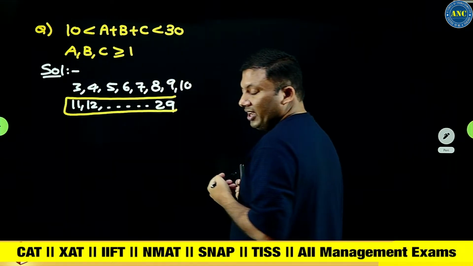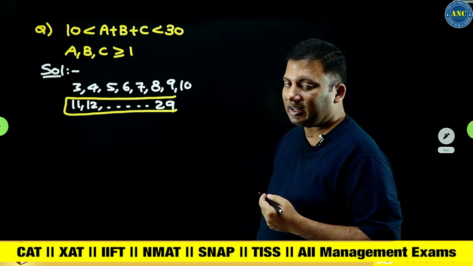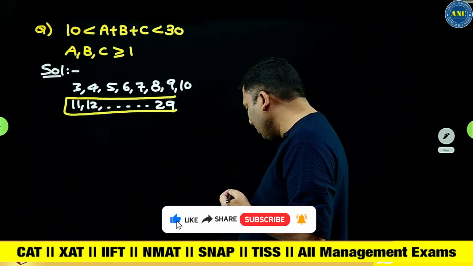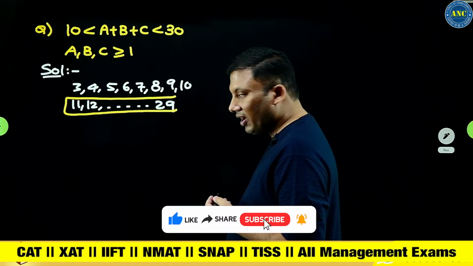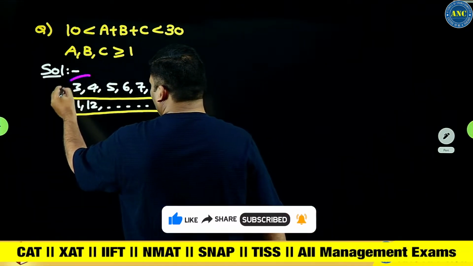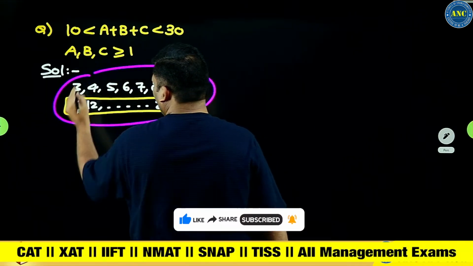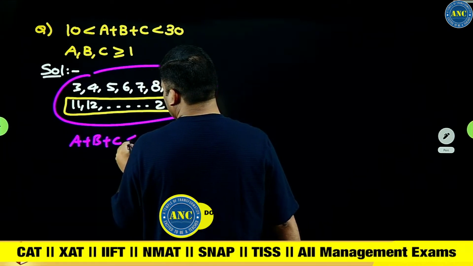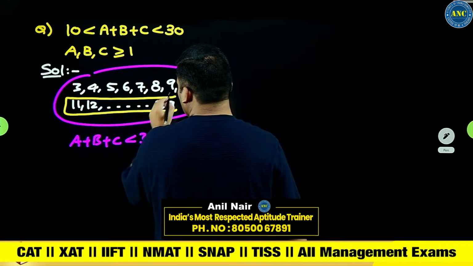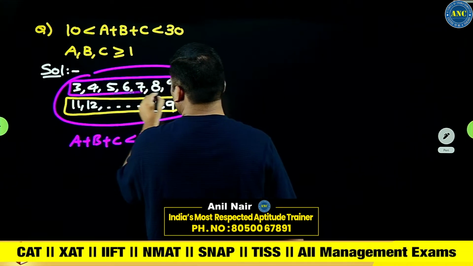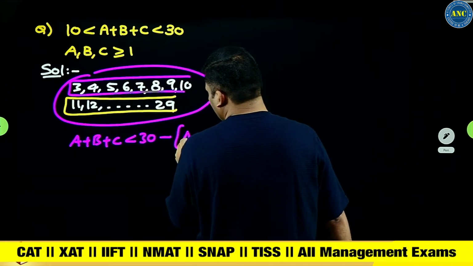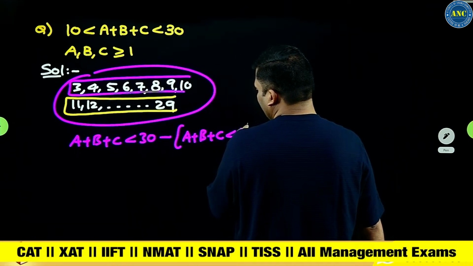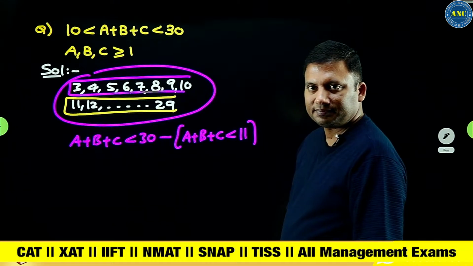Please see there. A plus b plus c: 11, 12, 13 and so on up to 29. Only the box portion I require. So what I will do is, these values are nothing but total values, a plus b plus c less than 30, minus these values, a plus b plus c less than 11.